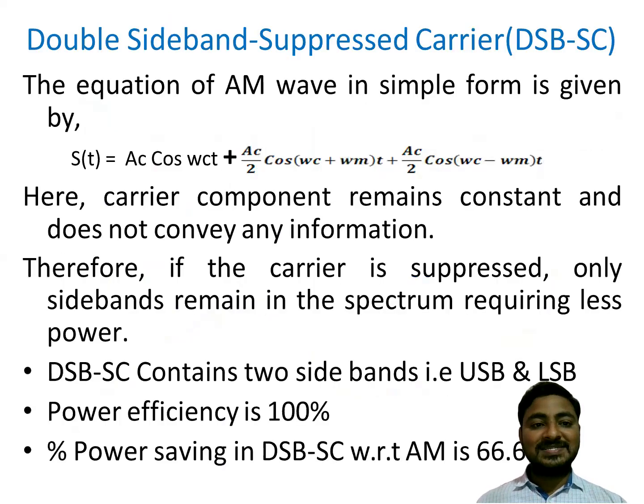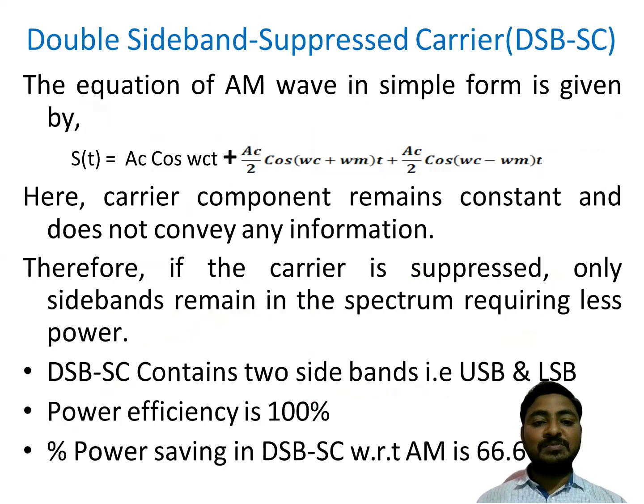Next, I am going to discuss double sideband suppressed carrier modulation, that is DSB-SC modulation. The equation of the AM wave in simple form is S(t) = Ac cos ωct + (Ac/2) cos(ωc + ωm)t + (Ac/2) cos(ωc − ωm)t.